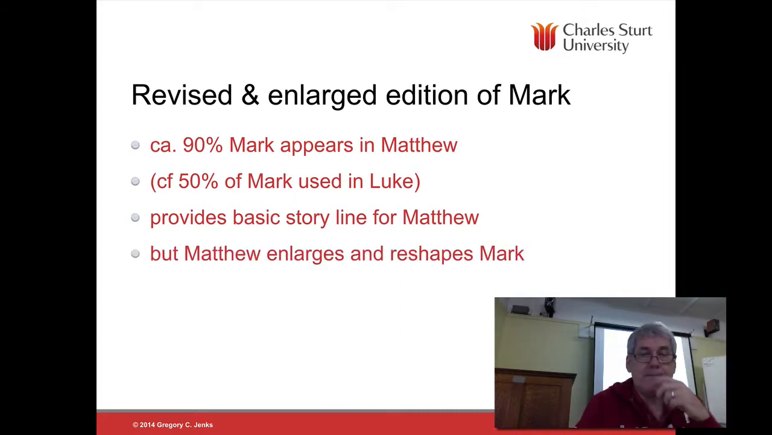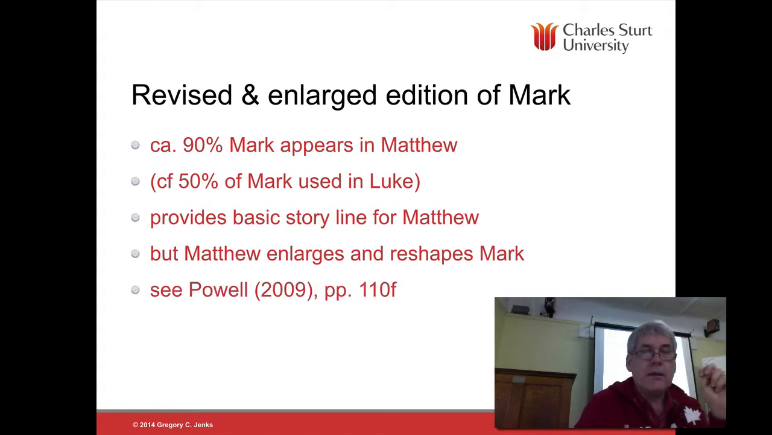with the crucifixion. What Matthew has done, of course, is to enlarge Mark, to add stuff at the beginning and the end, and also to insert into Mark a lot more teaching material, and most of that comes from what we call the Q Gospel. And in the process of doing that, Mark has had a significant revision, significant reshaping.